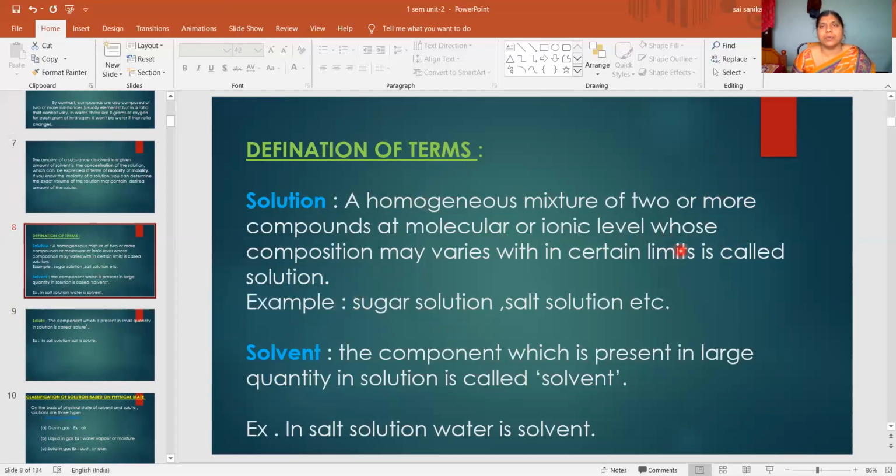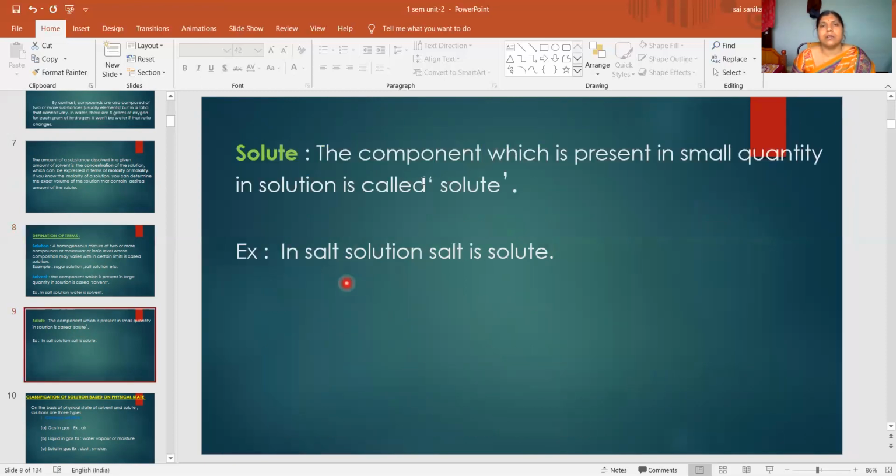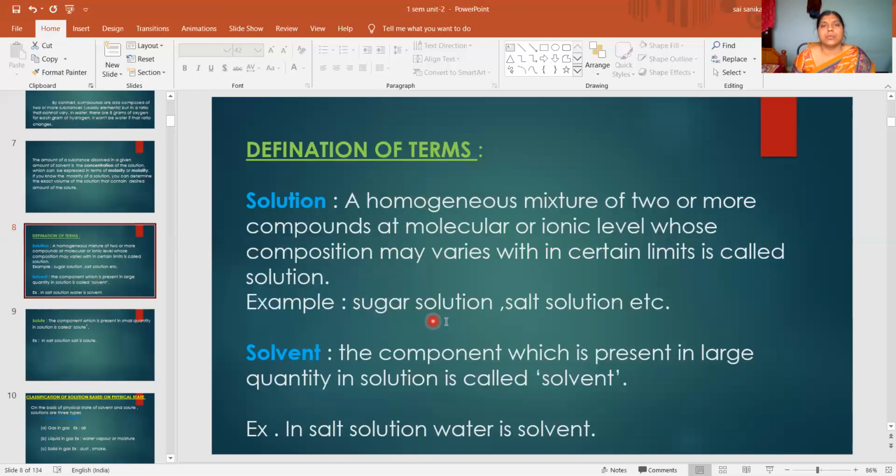So we are saying a mixture of two components. What are the two components? Solute and solvent are the two components. Whichever is less in amount is solute, and whichever is more in amount in a solution is called solvent. Okay, solution means a homogeneous mixture of two or more compounds at molecular level or ionic level. Its composition may change within certain limits. That is called solution. Examples for solution: sugar solution, salt solution, alcoholic solution, glucose solution.